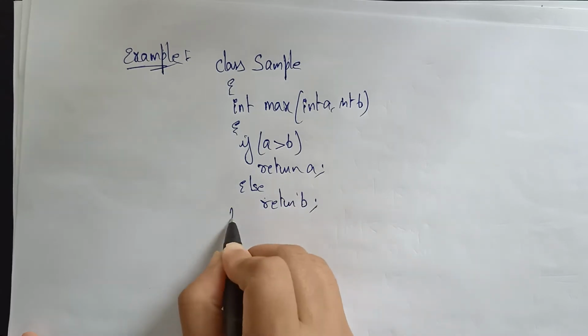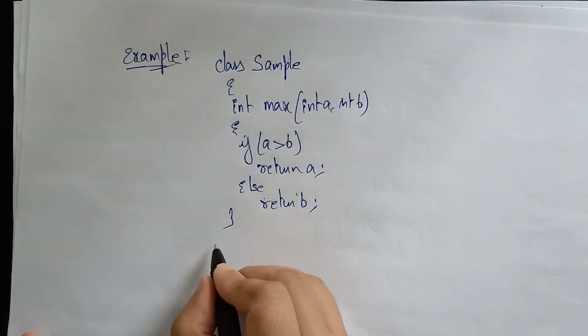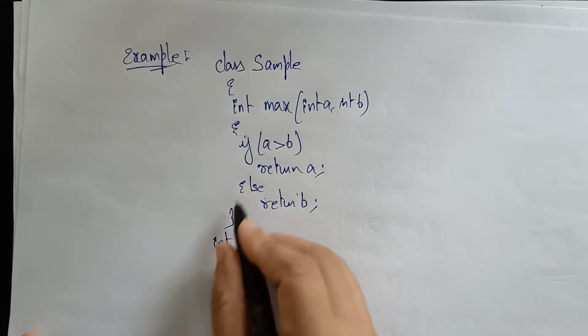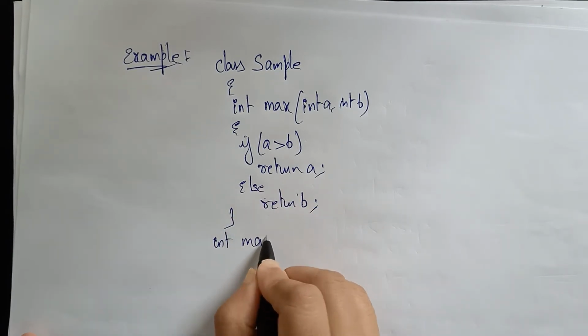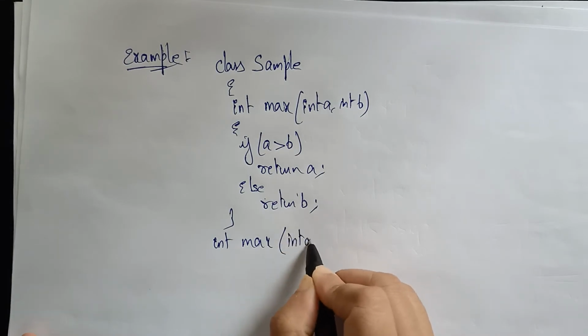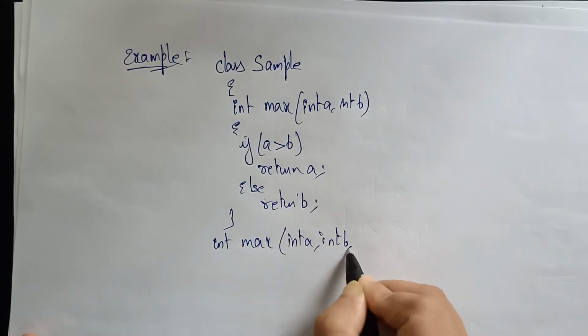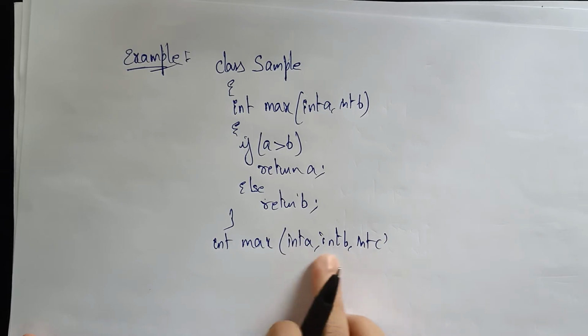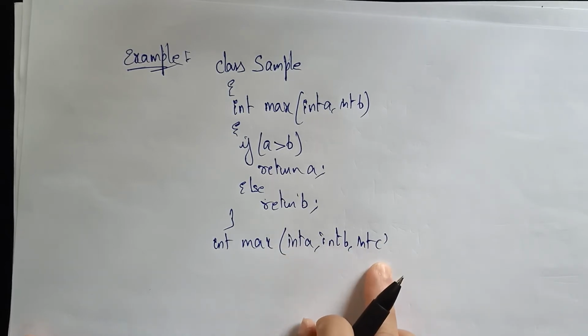Okay, so this is my one function. Again, I am writing another function with the same name and the same return type. So the return types are also the same, but here with different arguments, int b, int c. Suppose here I also gave the same arguments, then it becomes overriding. I'll explain that in the next video.